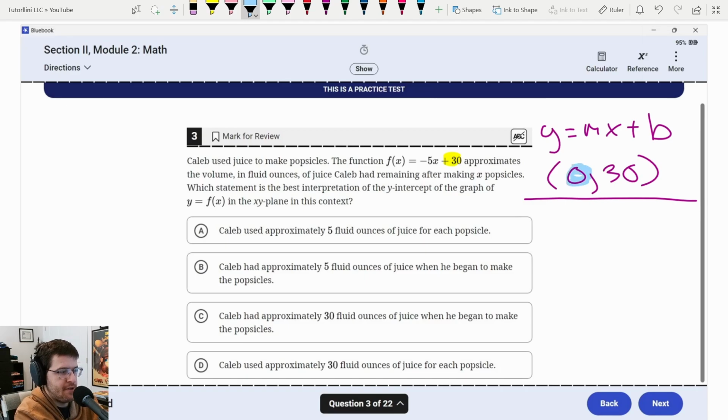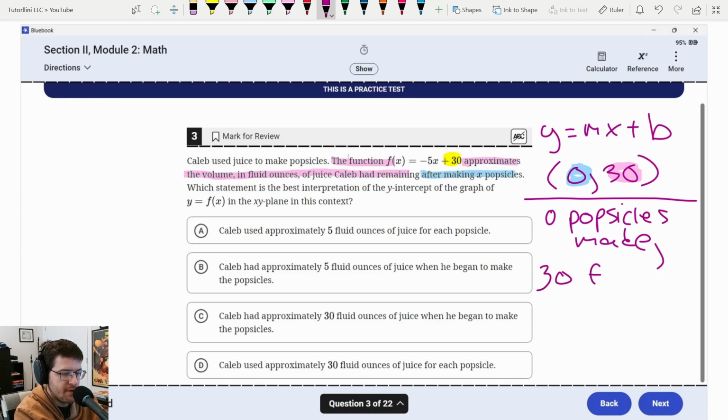So it says that the x is the number of popsicles made. So when he made 0 popsicles made, and now let's see where it talks about the function 30. It says the function f approximates the volume in fluid ounces of juice Caleb had remaining. So we had 30 fluid ounces juice remaining. Okay, now that I have that written down, let's look at the choices.